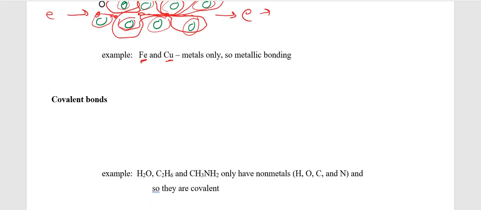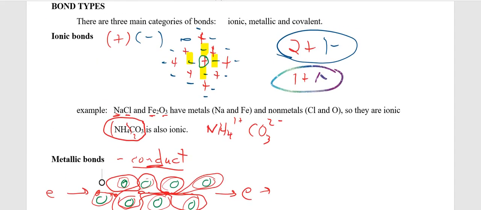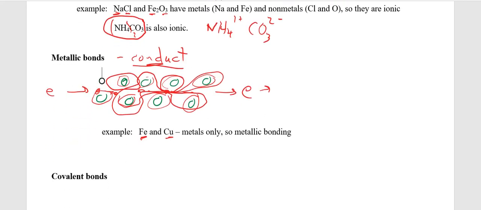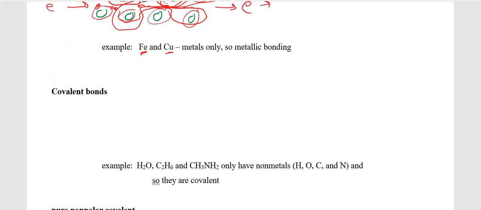Covalent bonding, rather than having ions, rather than just having neutral metals, you have nonmetals and only nonmetals. To become stable, nonmetals need to gain electrons. Well, if a nonmetal is bonding with another nonmetal, they need to gain electrons, and they can't both gain. What they end up doing is they share electrons. So basically a covalent bond is a shared pair.